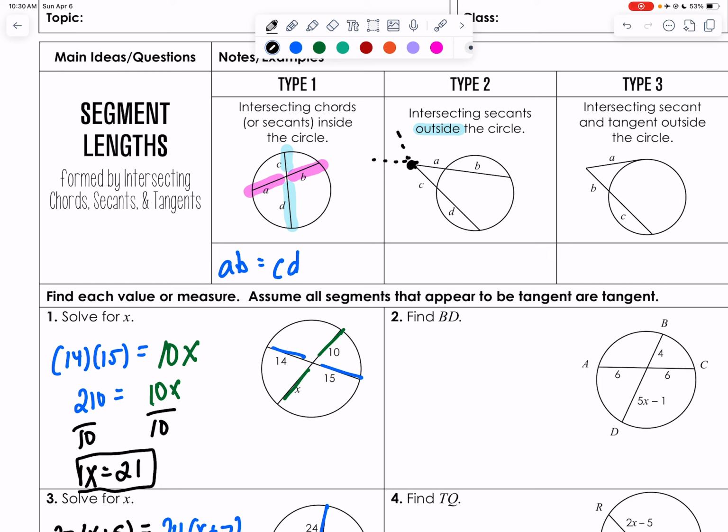So what that means is I'm going to do A, that's your outside part, and then your whole part is going to be A plus B, and that's going to represent this right here. Now that is going to be equal to your outside, C, and then your whole segment, C plus D. So it's going to be outside times the whole part. Outside times the whole part.